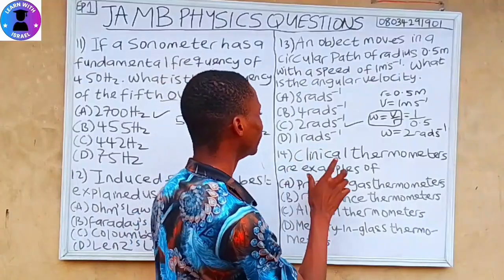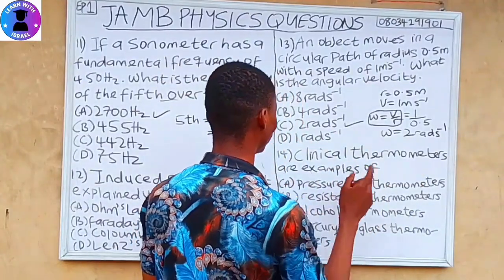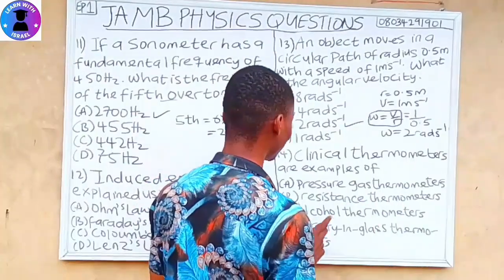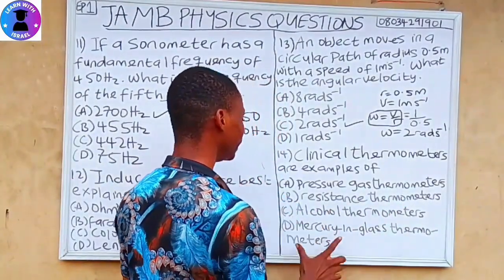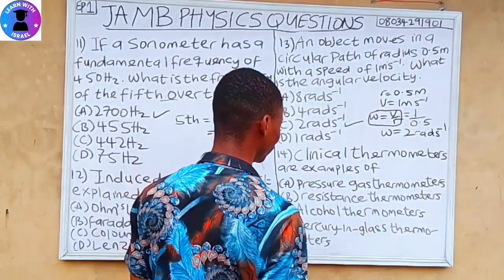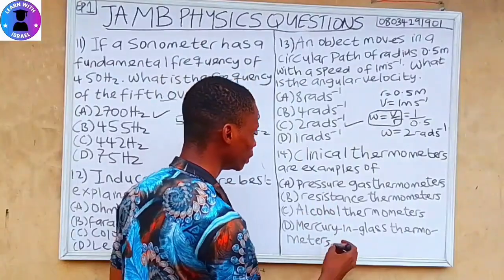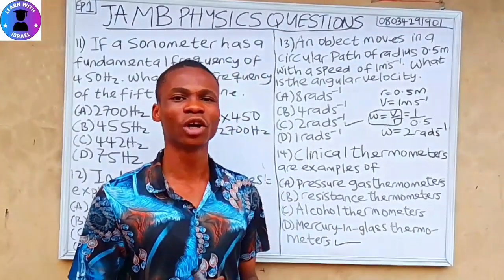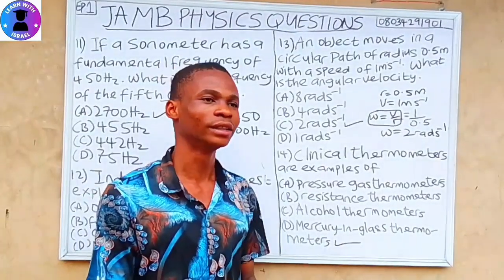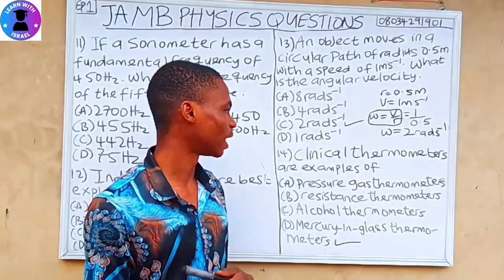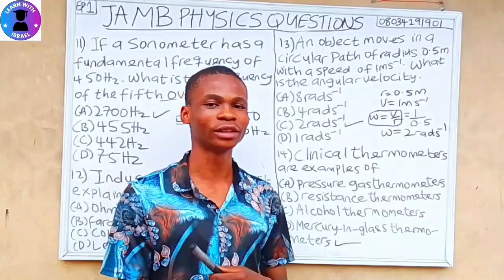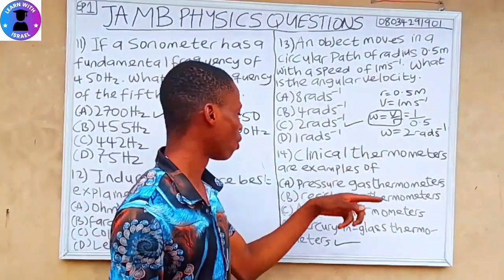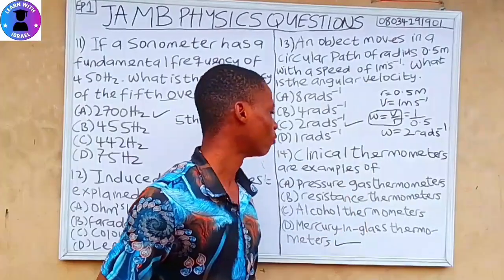Question 14. Clinical thermometers are examples of: A. Pressure gas thermometers, B. Resistance thermometers, C. Alcohol thermometers, D. Mercury in glass thermometers. The correct answer is mercury in glass thermometer. Clinical thermometers are used in the hospital to measure the degree of hotness and coldness of a body. So clinical thermometers are an example of mercury in glass thermometers.